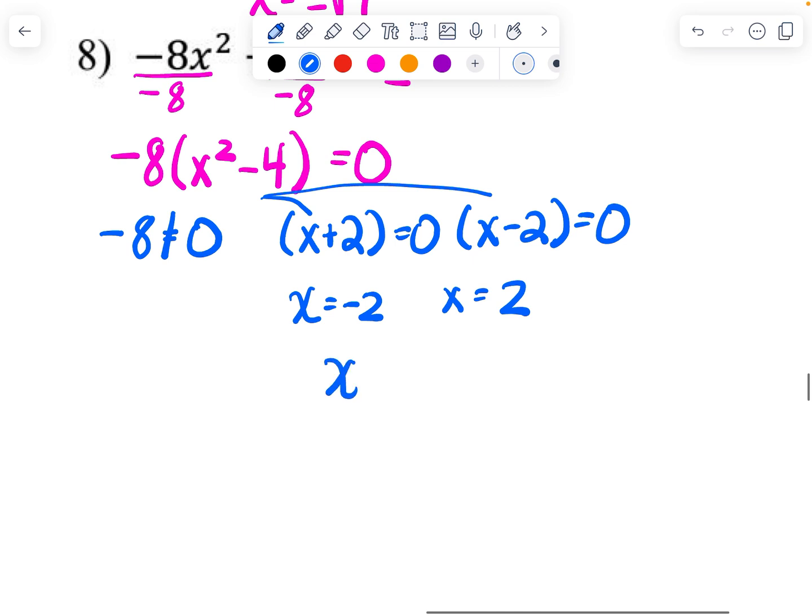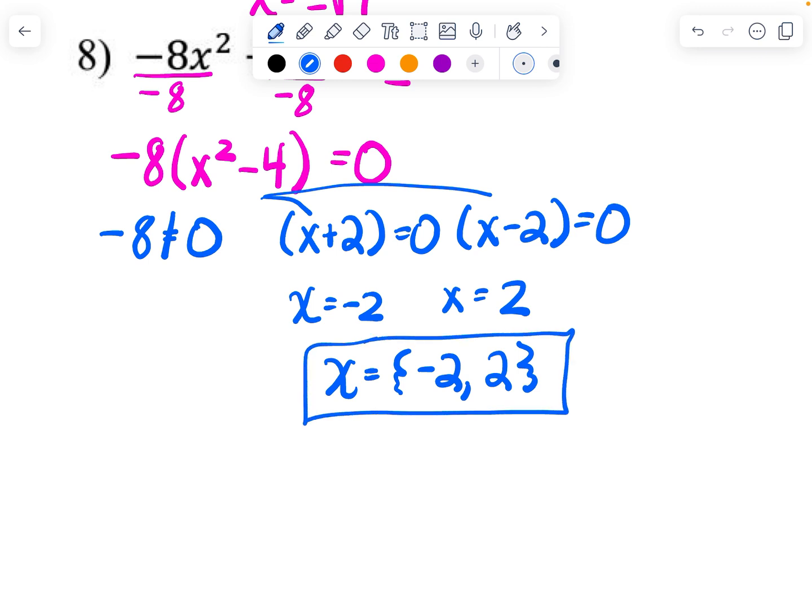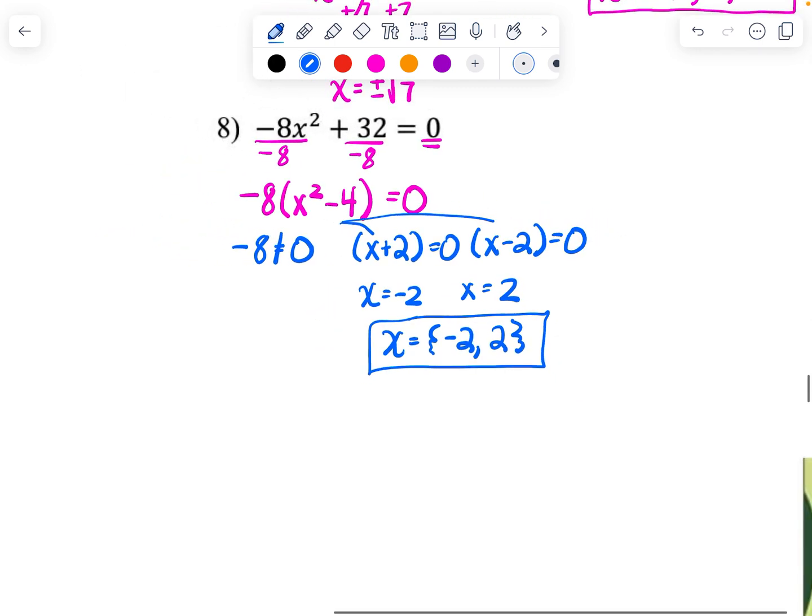I can put that in a solution set. Just be careful, watch for greatest common factor, watch for difference of perfect squares, make sure you take your answer all the way to x equals, not x squared equals. All right, so that's solving by factoring.